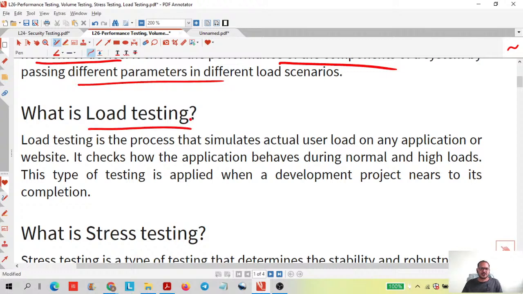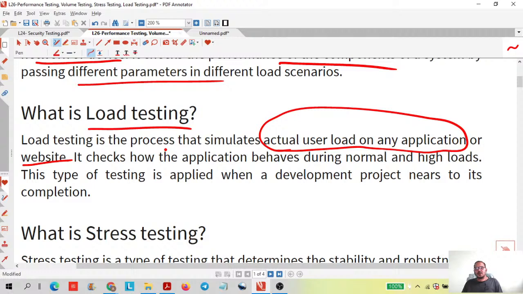So load testing is a process that simulates the actual user load on any application or a website. Load testing is a process that simulates the user load on any application or a website.